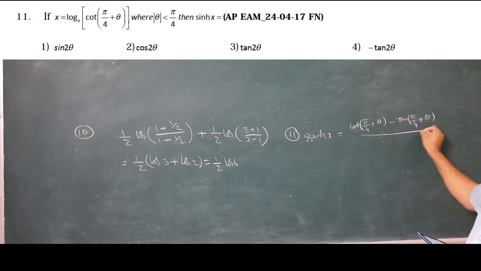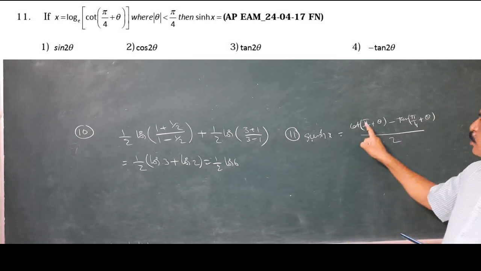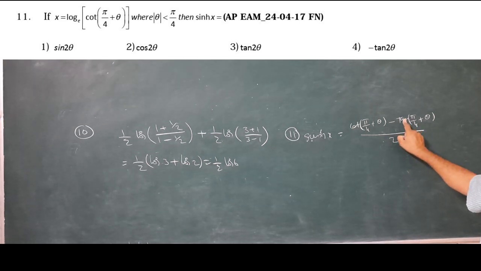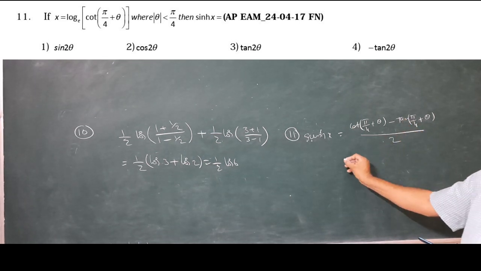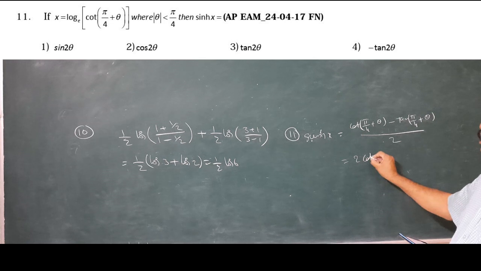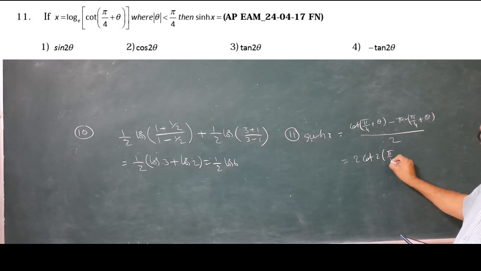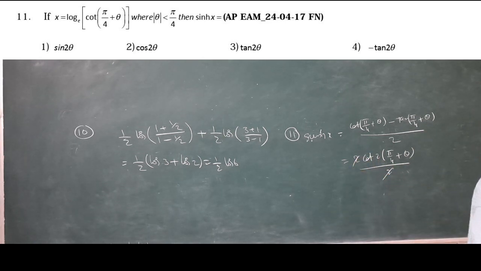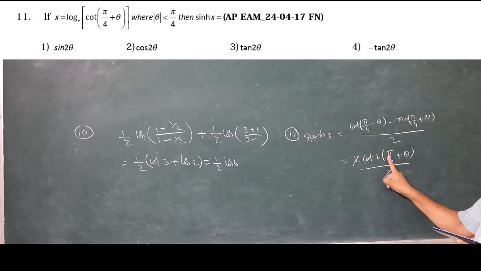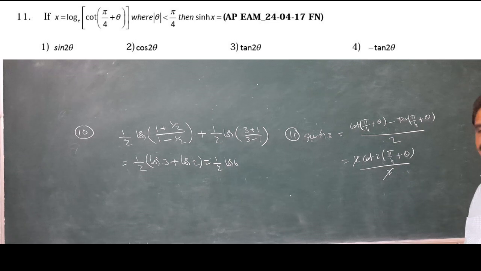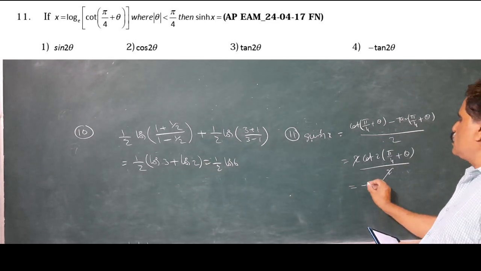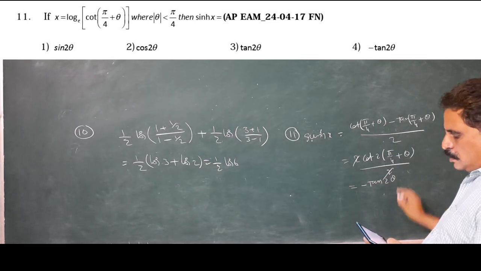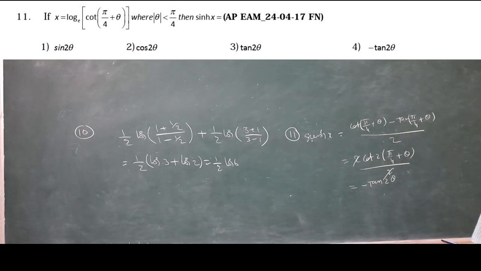Here angles are the same. Cot A minus tan A is 2 cot 2A. So 2 cot of double angle, (pi by 4 plus theta) by 2. 2 cancels. Cot of 2 multiplied by that, pi by 2 plus 2 theta. Cot (pi by 2 plus 2 theta) is minus tan 2 theta. Now here the option is 4. Option 4.